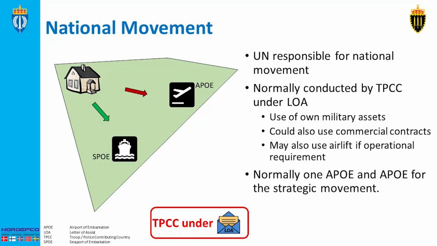Troop or police contributors can move everything themselves with military assets. Use of military assets will not be reimbursed by the United Nations. Troop or police contributors can commission commercial companies to provide an offer that needs to be approved by the United Nations Headquarters Movement Control Section to be reimbursed. If there is an operational requirement, it's also possible to be reimbursed for use of airlift within the national transportation.